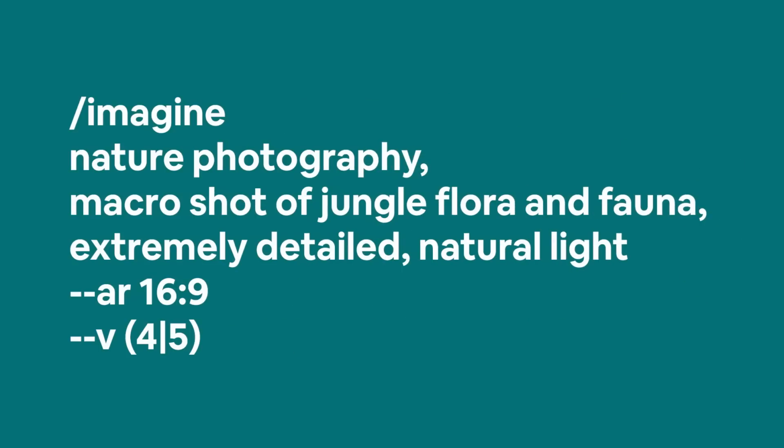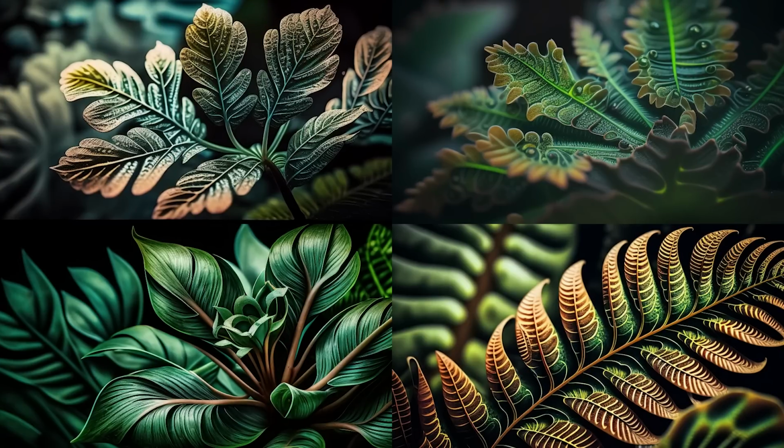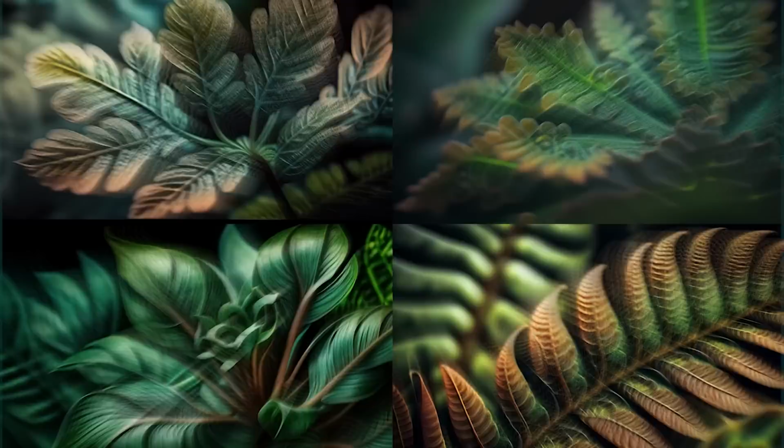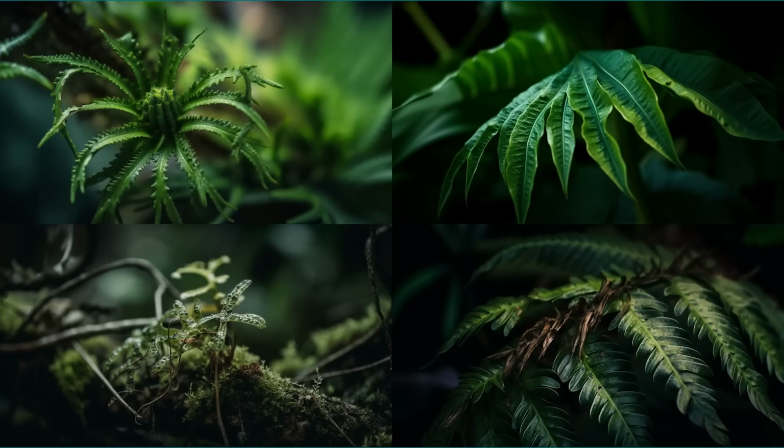Version 5 is a big step forward in terms of image resolution. While in previous versions the default dimensions were 512 by 512 pixels and higher resolutions required additional upscaling, in version 5 the default dimensions are 1024 by 1024 pixels. Let's do a quick comparison using the following prompt. Imagine nature photography, macro shot of jungle flora and fauna, extremely detailed, natural light, an aspect ratio of 16:9, and we'll be switching between versions 4 and 5. Here's what we get in version 4. And now let's compare that to version 5.